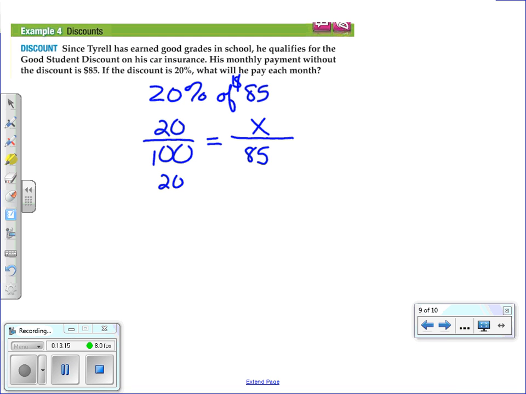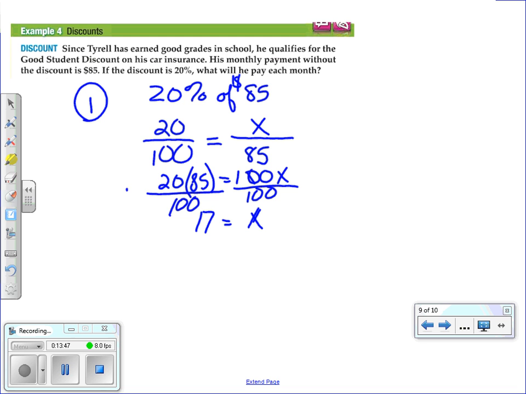All right, so we're going to go 20 times 85 equals 100x. 20 times 85 divided by 100. We find out that the discount of 20% would be $17. If you do this calculation here, you'll find out that x equals 17. So that means we find out the discount. This is our discount. Now we have to find out what is the final price going to be. So that's sort of step two. What's your final cost?